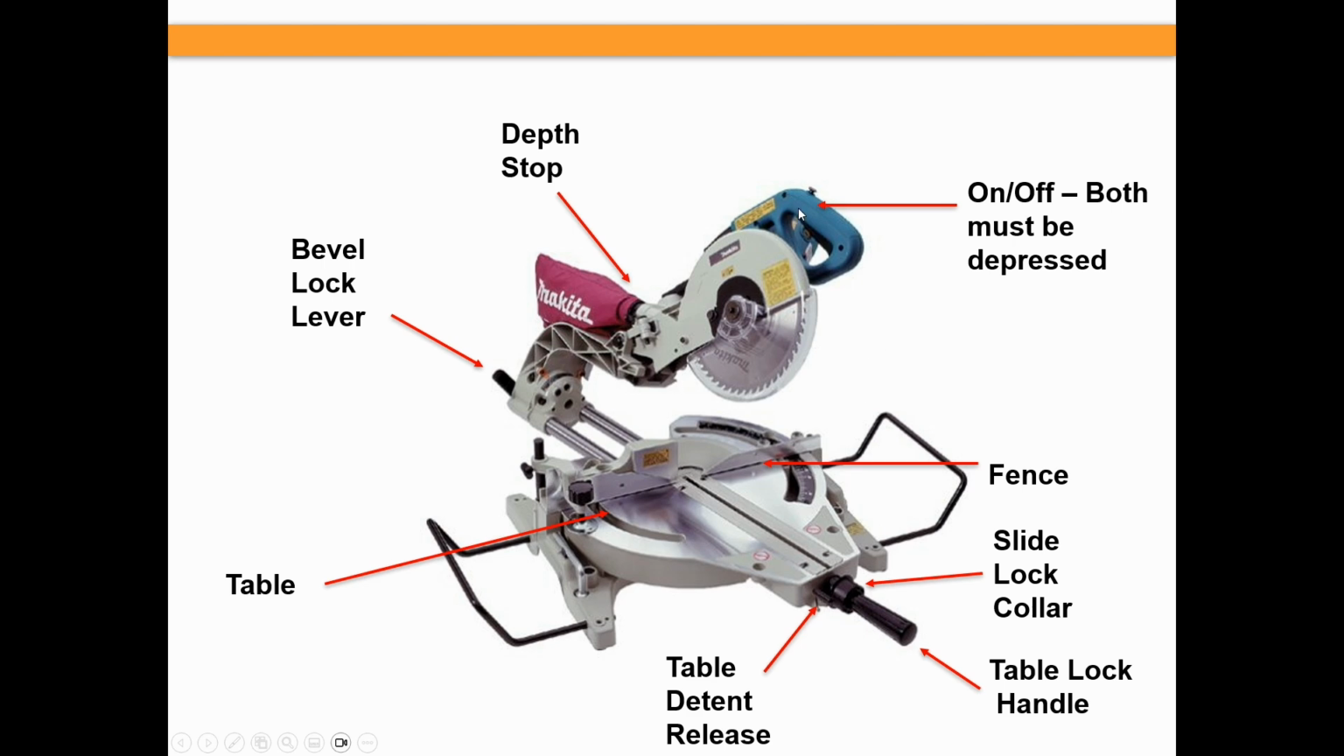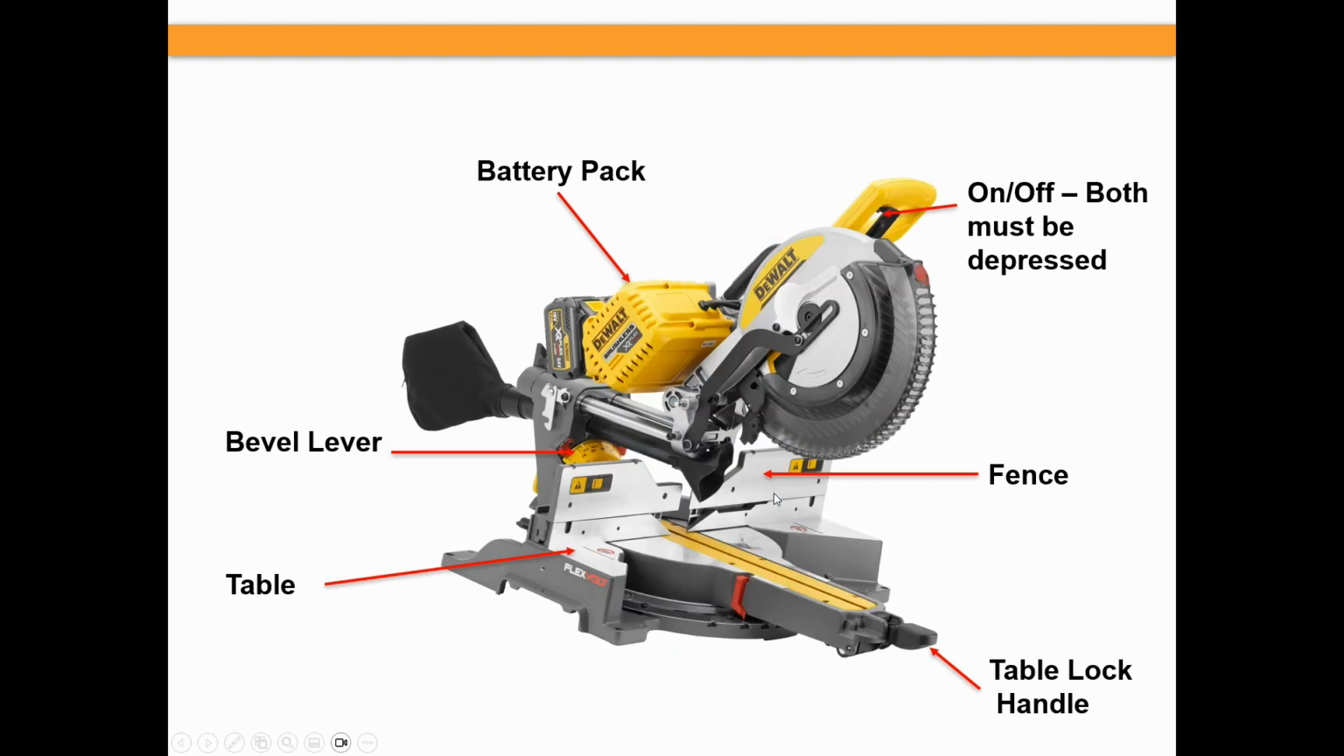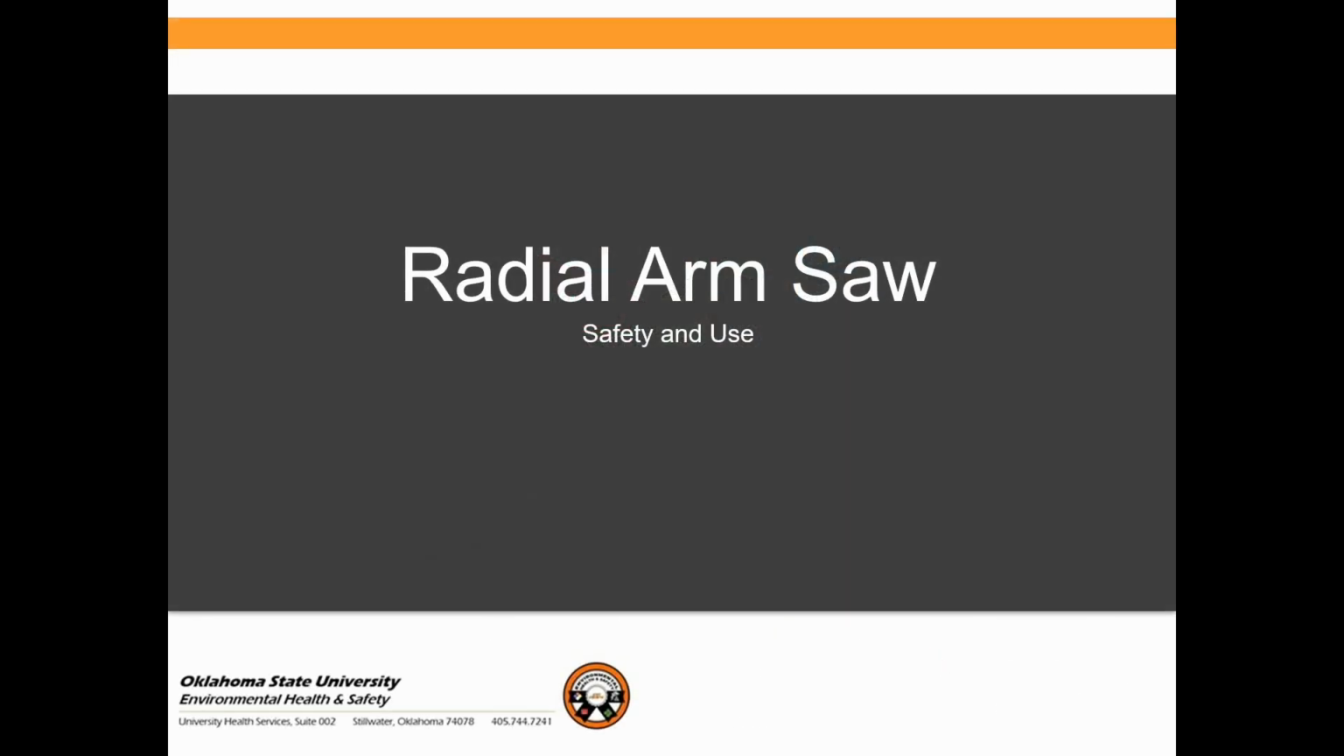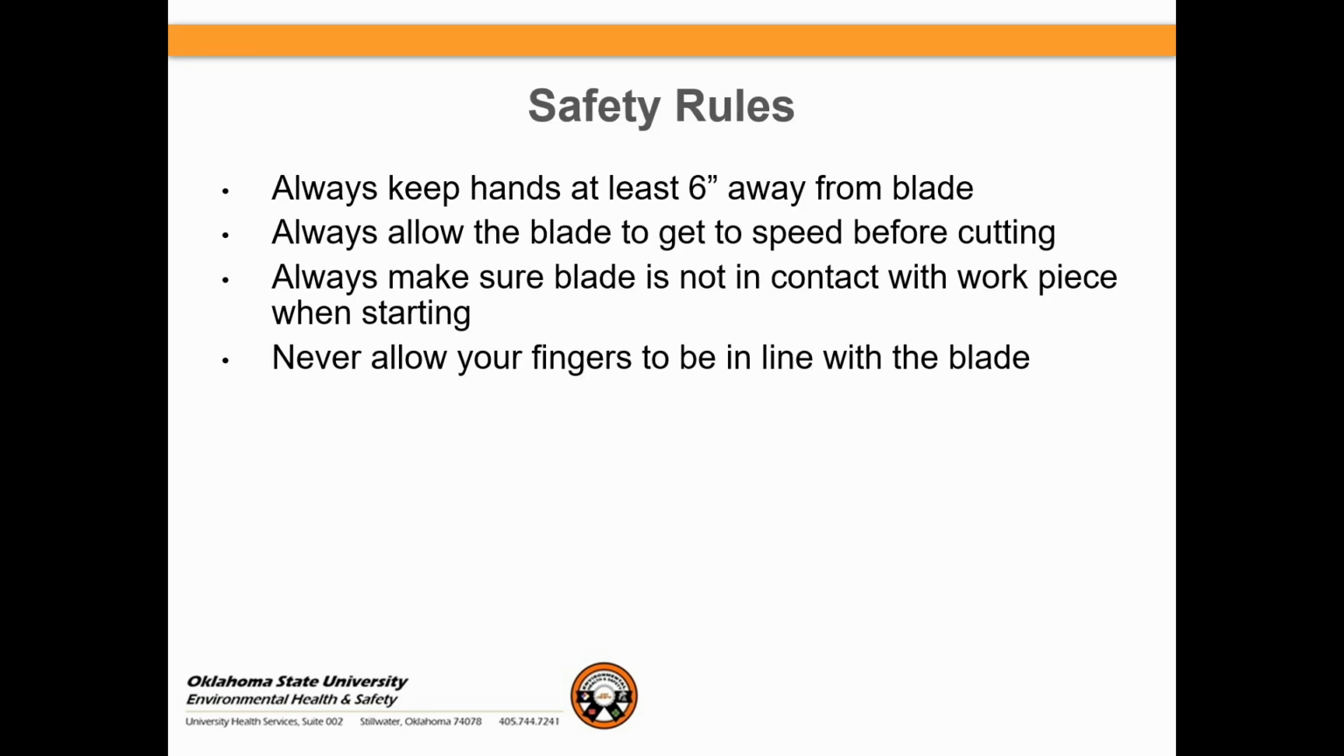At the very top of this particular one, you do have an on and off button, which is very important to remember on this type of tool. Let's go to the radial arm saw. This is kind of a unique saw. It's kind of a versatile saw. You can use it for different things.